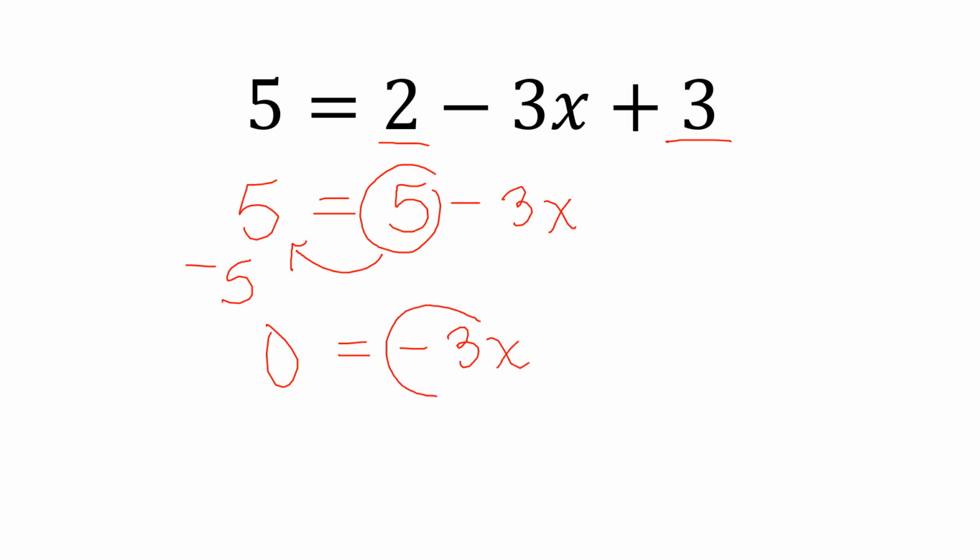To move this negative 3 off of the x, to move it to the other room, I'm going to get rid of multiplication with division. So I'm dividing by negative 3. 0 divided by negative 3 is still 0. So 0 equals x, and so x equals 0.